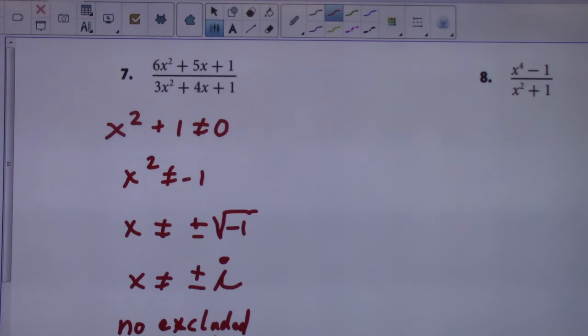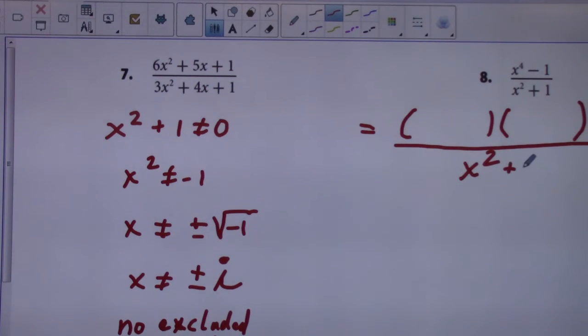Yet, can this thing still be simplified? I don't know. What's your factored form of what's on top here? What's your factored form of x to the 4th minus 1? What's your square root of x to the 4th? X squared, right? So x squared, and then we have plus minus. And what's our square root of 1? 1.